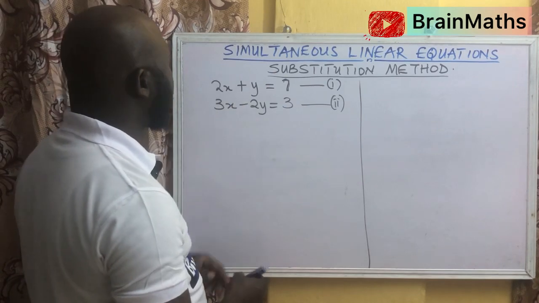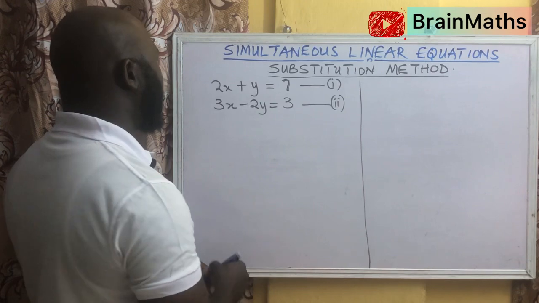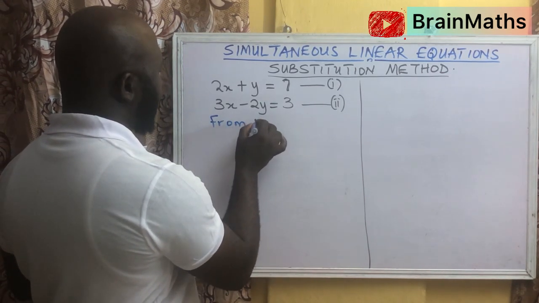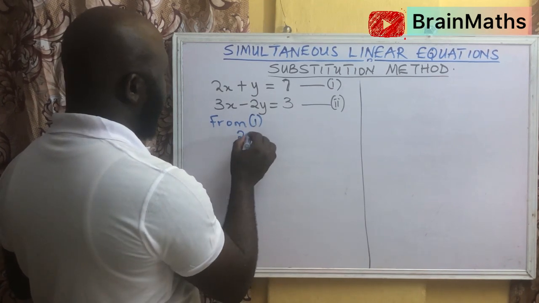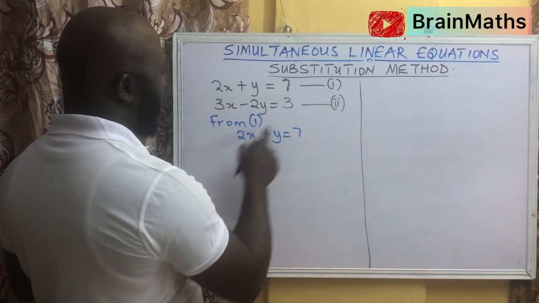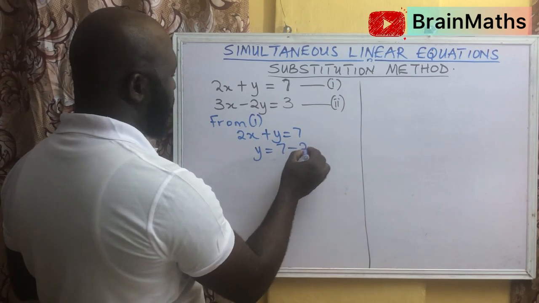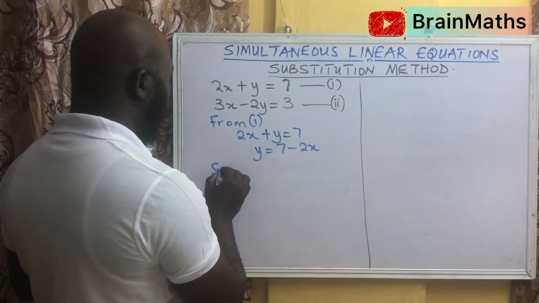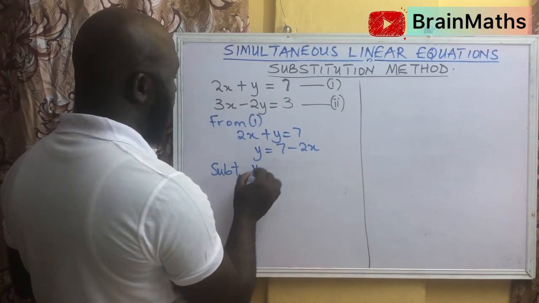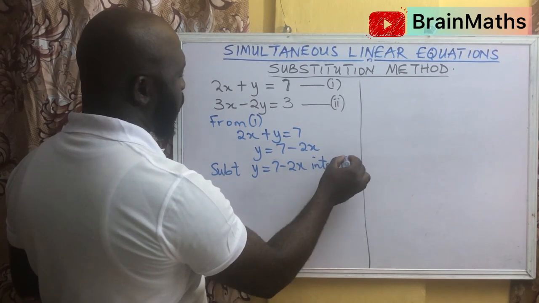And in this question, we are going to try and make y the subject of the formula. So we say from equation 1, 2x plus y equals 7. Take 2x to the other side: y equals 7 minus 2x. So substitute this y, y equals 7 minus 2x, into equation 2.